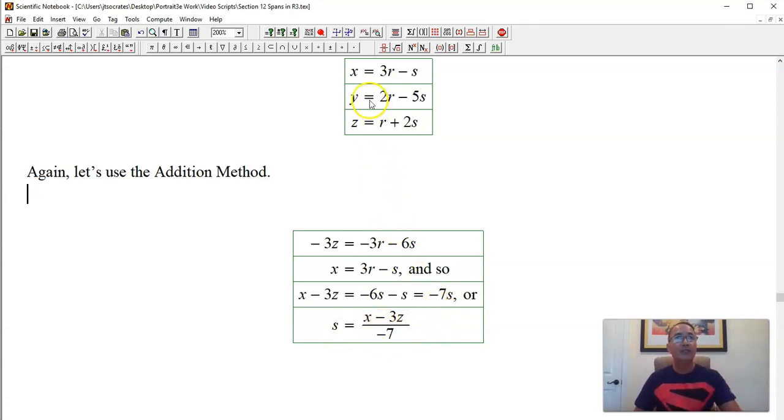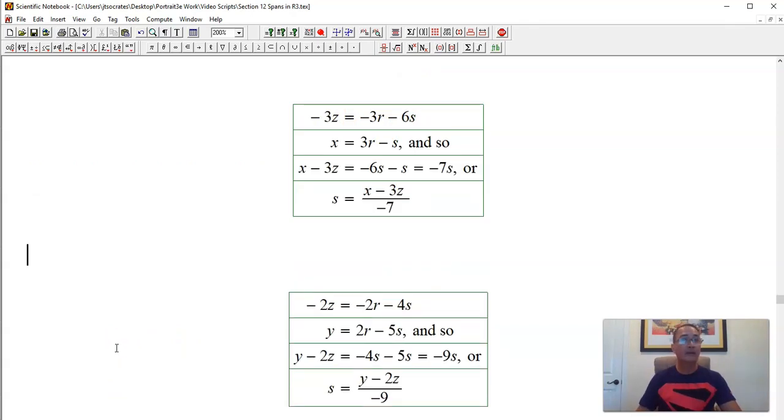So now we'll do the same for y, right? So we will multiply both sides of the equation for z by -2 and add to the equation for y. So here they are. You get -2z is minus 2r minus 4s. Add to the equation for y, and we get y minus 2z is minus 4s minus 5s, or minus 9s.